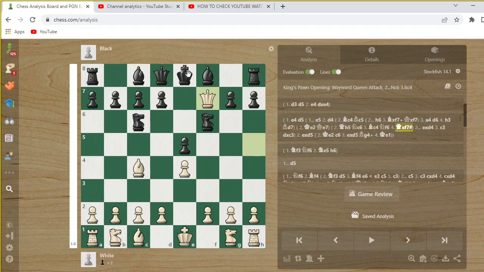Because the king has to move right now, right? Because otherwise the queen will just take it. So the king can't move here, and it can't stay where it is. But then why can't the king just take this? Well, that is for a different reason.